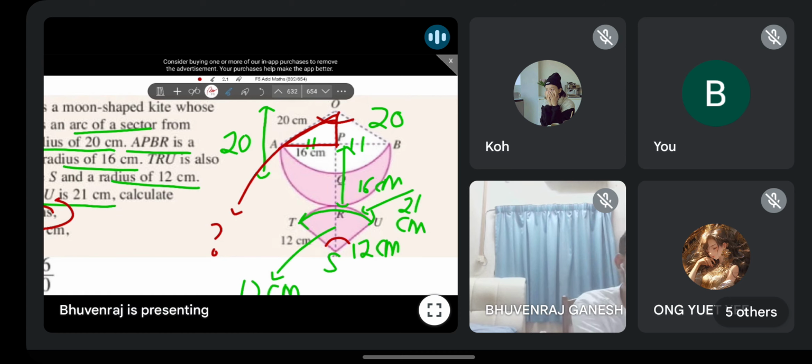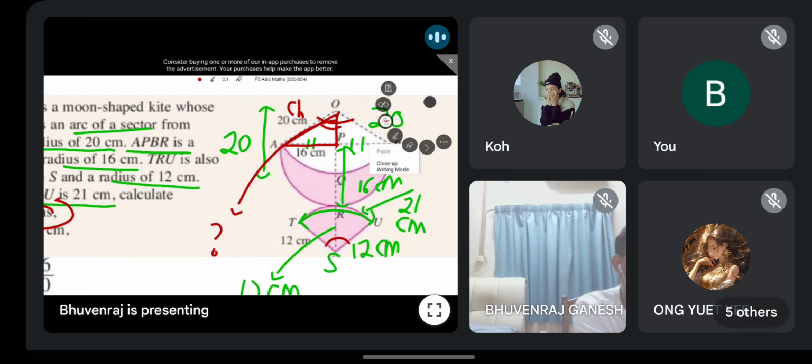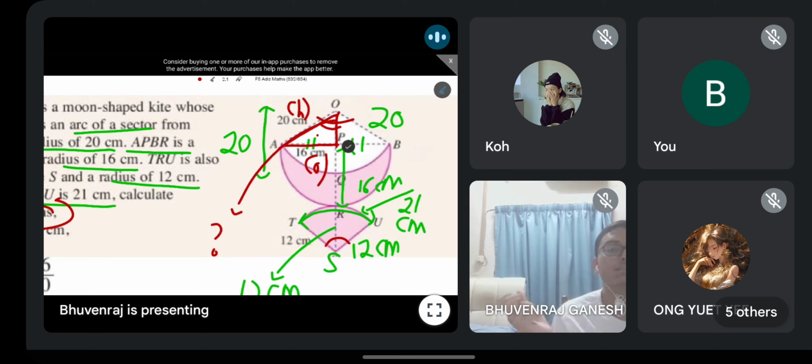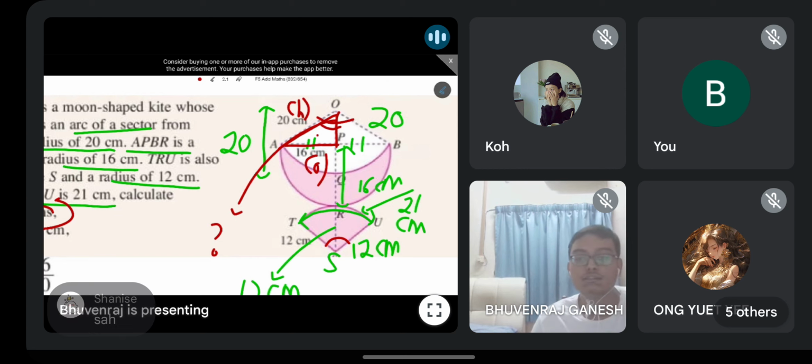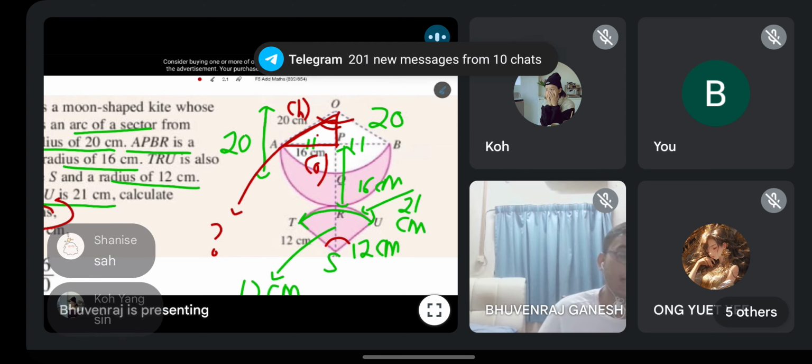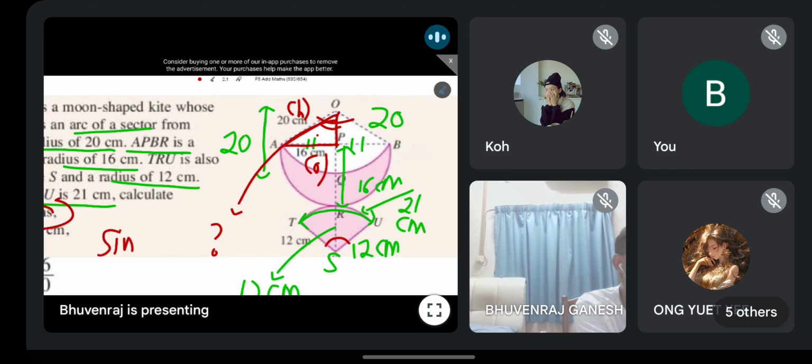Okay, so basically we can use SOHCAHTOA to get this angle first. Do you all remember SOHCAHTOA? I think you all should remember. This one is hypotenuse. This one is opposite. So guys, what do you all use here, SOH, CAH or TOA, in this situation? You have opposite, you have hypotenuse. Yeah, correct. Okay, you use sine. Very good. So you just take sine AOP is 16 over 20.